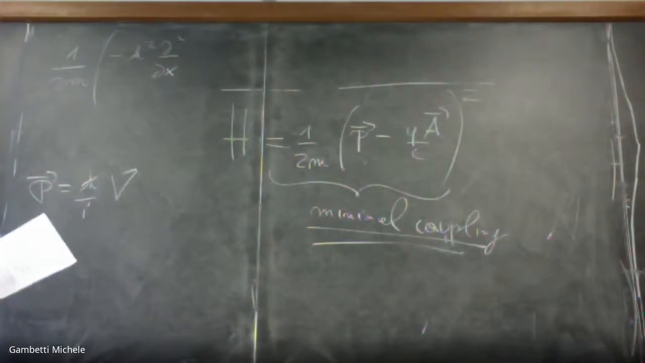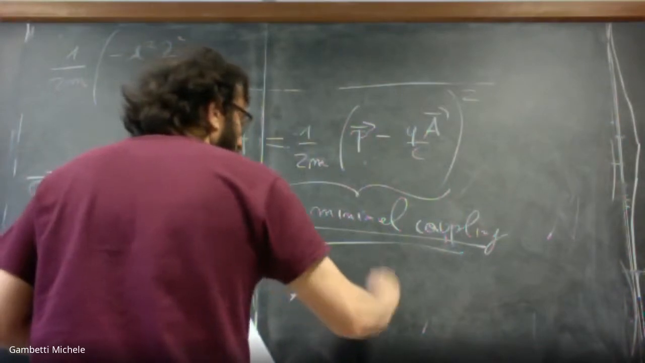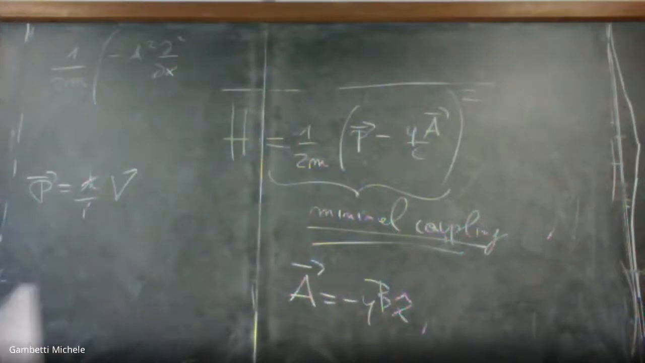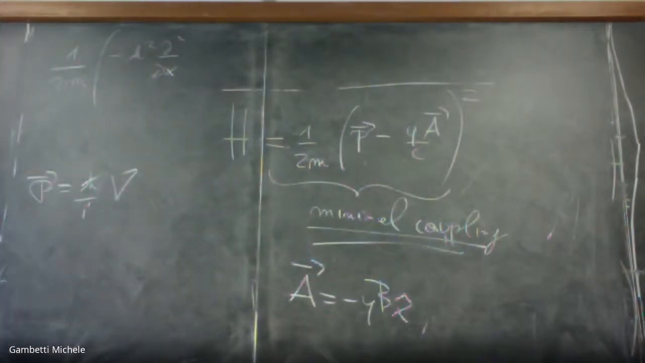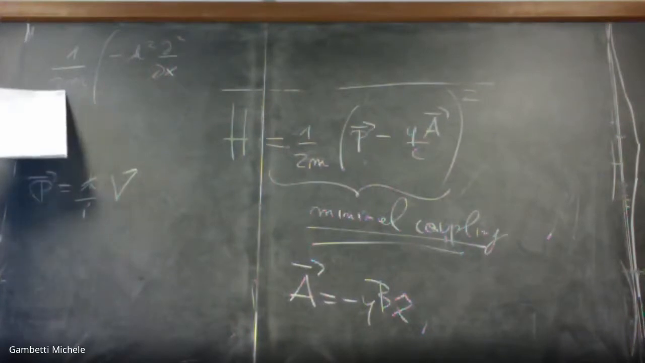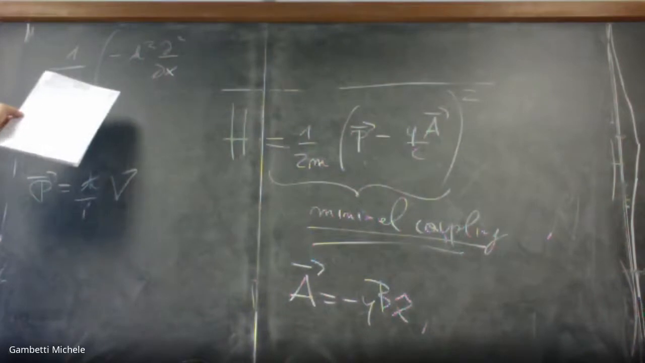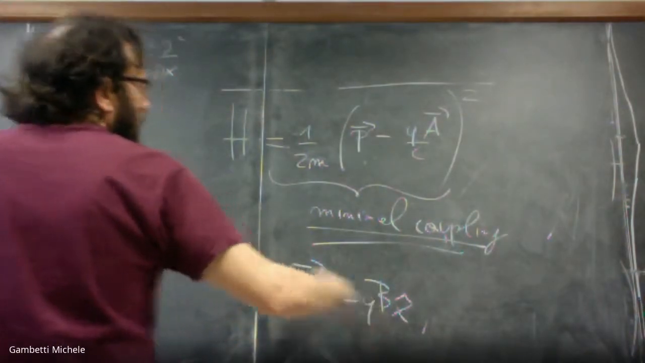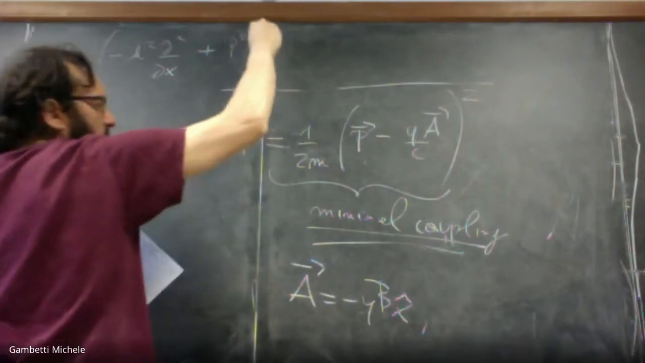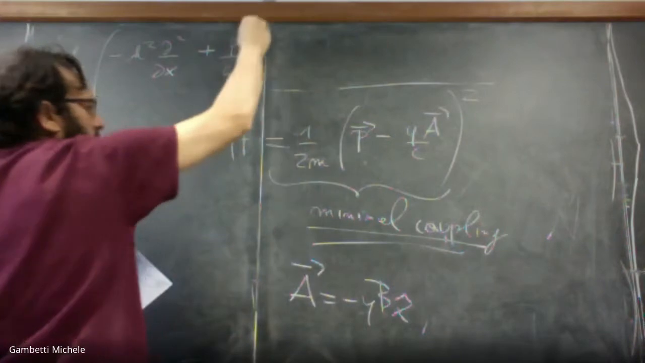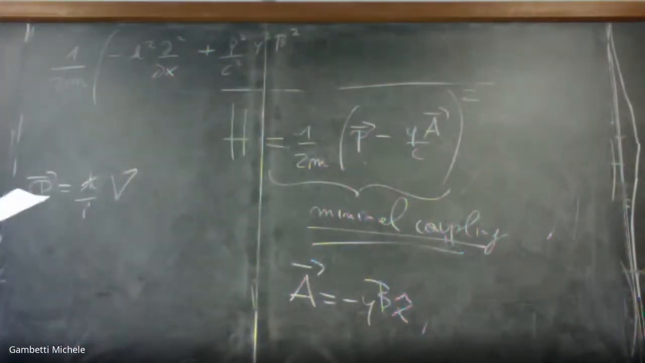So I'm writing the x component, which is the only one which is modified, because consider that A was (minus y B, x B, 0). Okay, so the only component of the momentum which is modified is the x component. The other two components are the same. Okay, so let me first write the x component, which will be 1 divided by 2m, and then I have the second derivative with respect to x. Then I have y squared B squared, with q squared divided by c squared. And that should be all, yes.